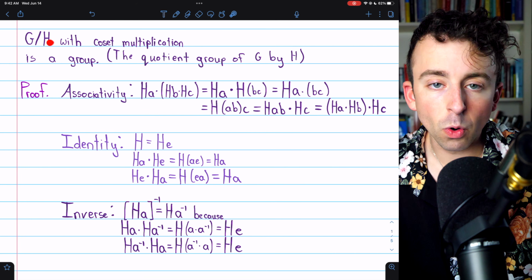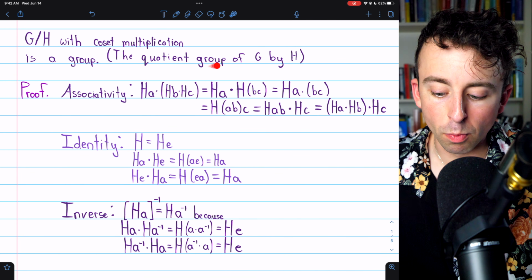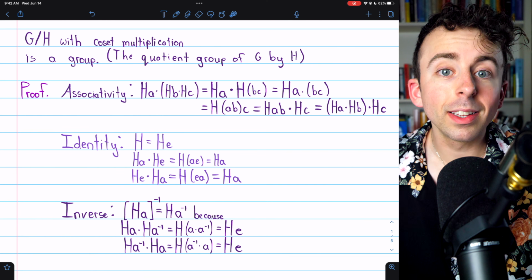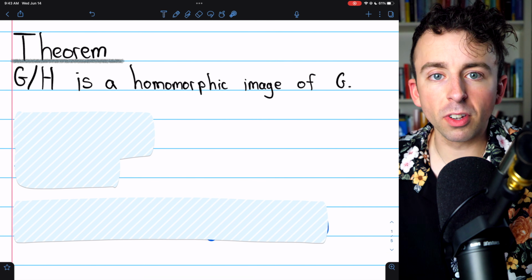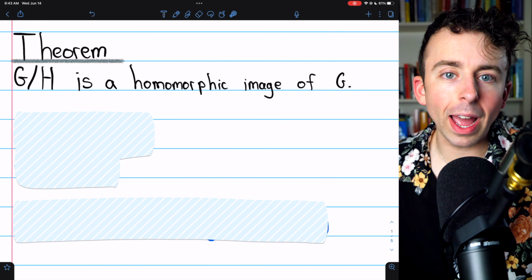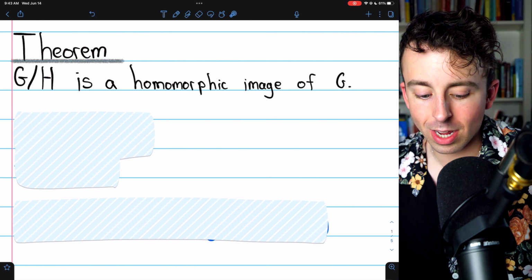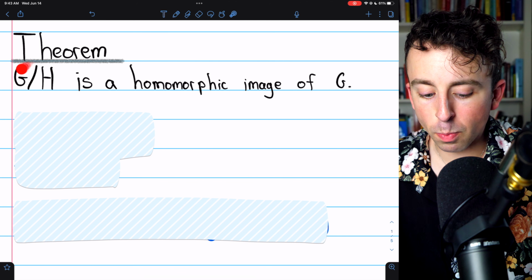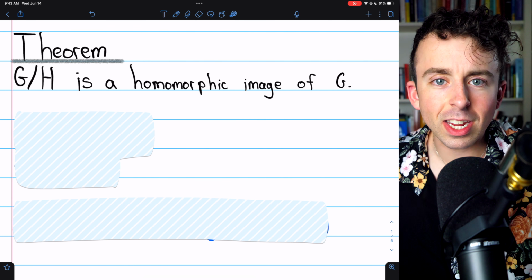Remember, H is a normal subgroup of G here, and this is typically called the quotient group of G by H, or the factor group of G by H. What makes the quotient group so important is that it's actually a way of constructing the homomorphic images of the group G. Indeed, the quotient group of G by H is always a homomorphic image of G, and this is really easy to prove.